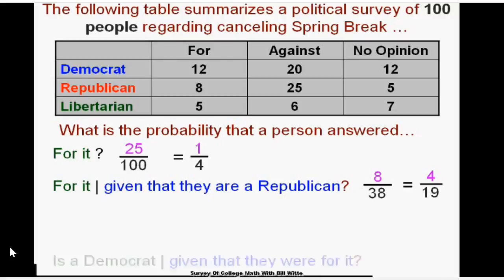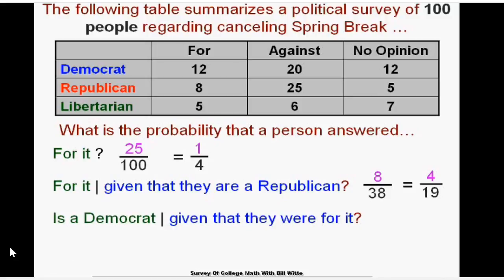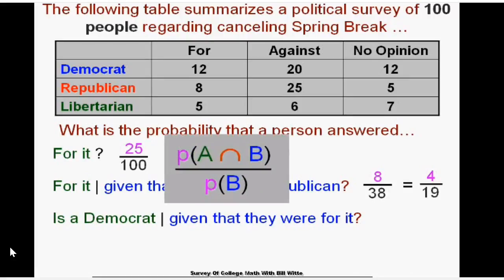What's the probability that a person is a Democrat given that they were for it? Okay, well, let's see. Once again, we're going to have to do A intersected with B over the probability of B. So the probability that they are Democrat and that they're for it. How many people are a Democrat and are for it? I hope you see at the table is 12. Okay, so our numerator will be 12.